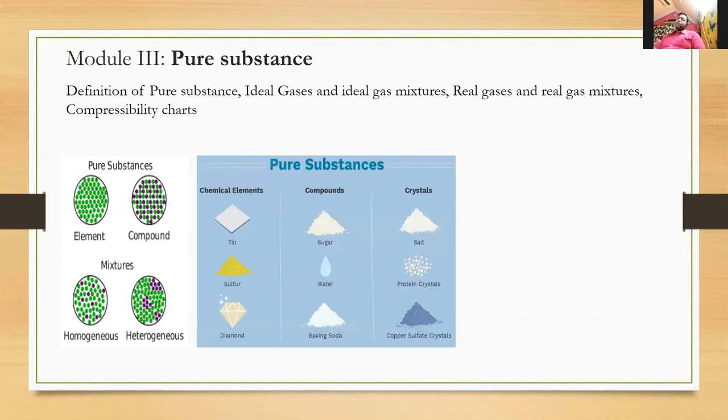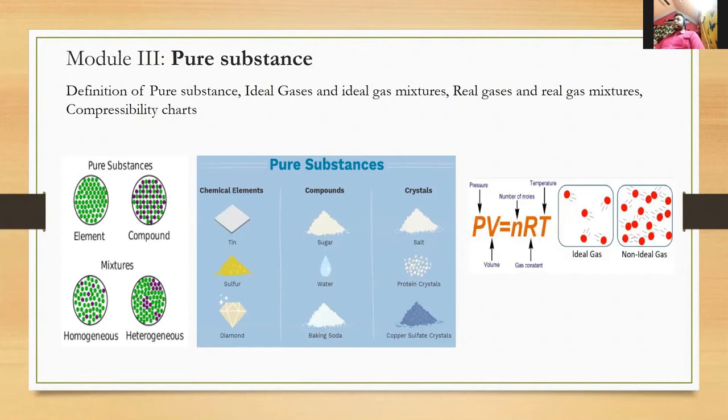There are a few examples of pure substances. You can see chemical elements like tin, sulfur, and diamond as elements. As compounds, you can have sugar, water, baking soda, crystals like salt, protein crystals or copper sulfate crystals. So many examples are there that you can refer to. And in the gas part, we'll talk about the ideal gas, their properties, how they're related to each other, and what the important aspects to be understood are. That we'll discuss in the ideal gas chapter.